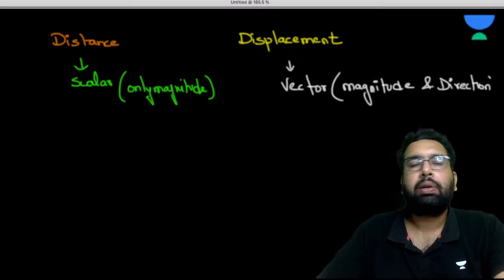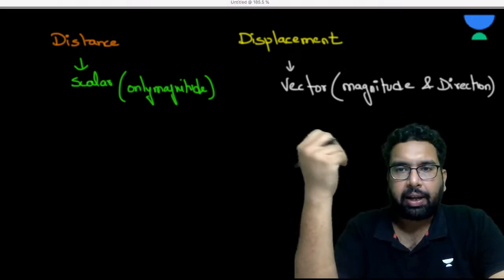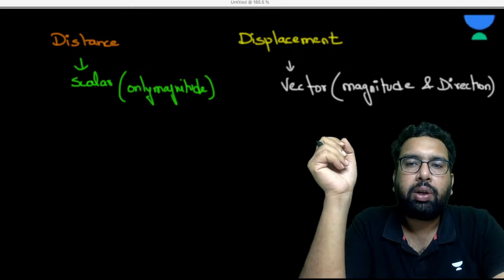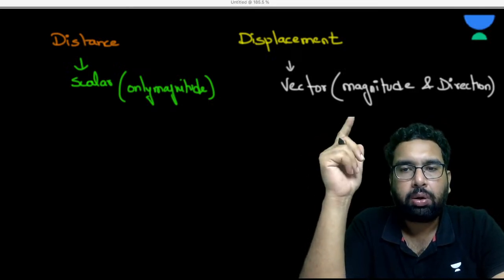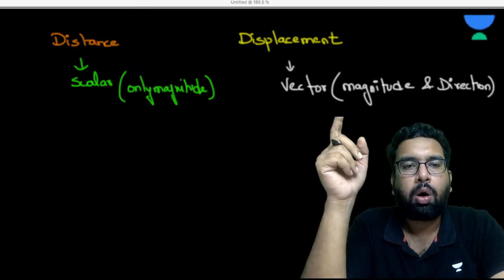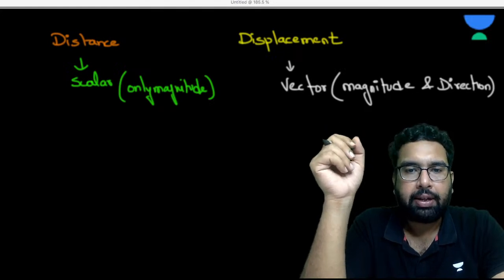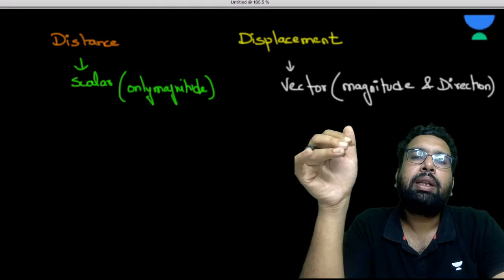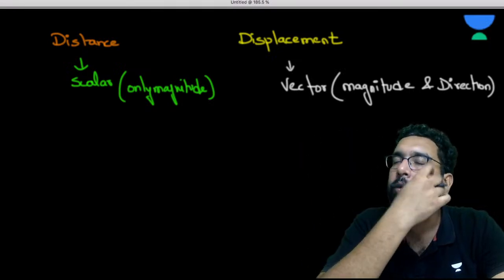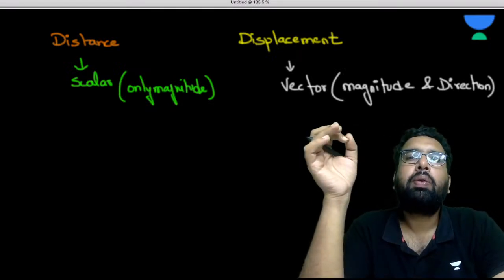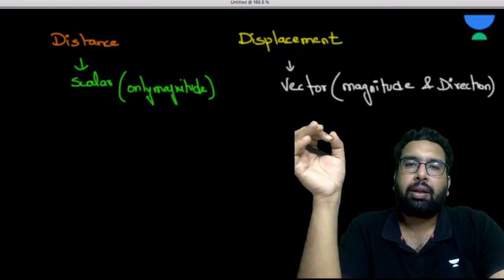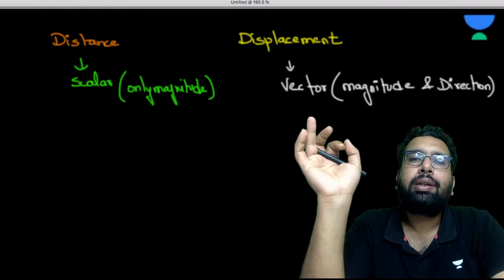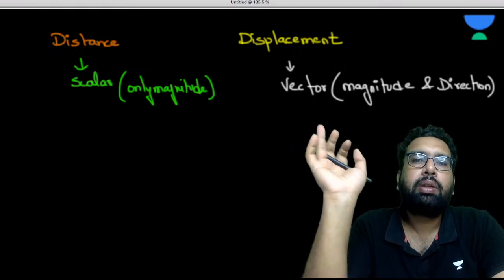Many times I have said in my sessions that a vector is not just the thing which only has magnitude and direction, but it also follows the laws of vector addition, right? Remember that. So displacement is a vector, and to present a vector you require two things: one is the magnitude, the other is the direction. Remember that. For distance, only magnitude is sufficient.